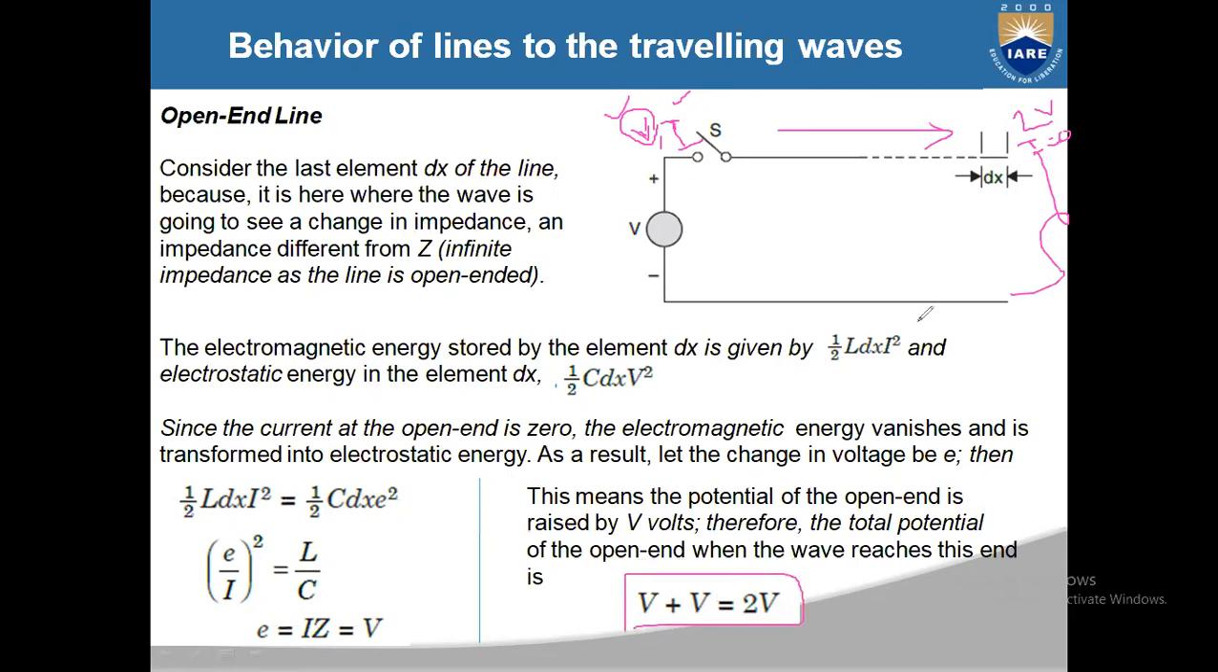Why? Because at the open ended line, the electromagnetic energy stored in the element is changed into electrostatic energy. The change in voltage, small v, will be equal to V. So this V plus this V gives a total of 2V. So the voltage at the end of the transmission line will be 2V and the current will be equal to 0.